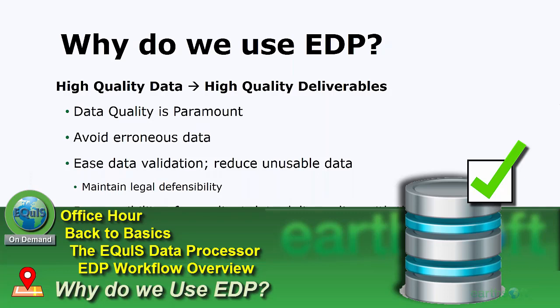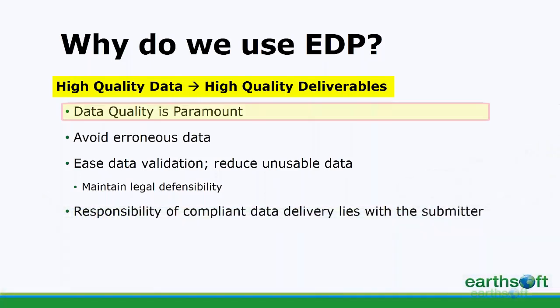So why do we use EDP? Very simply put, high quality data leads to high quality deliverables. It's critical to understand that the importance of EQuIS and EDP is to provide the end user with a consistent data set of known quality. In other words, data quality is paramount and data quality resides above all. And it's important to note that data quality begins well before the laboratory in the planning phase.